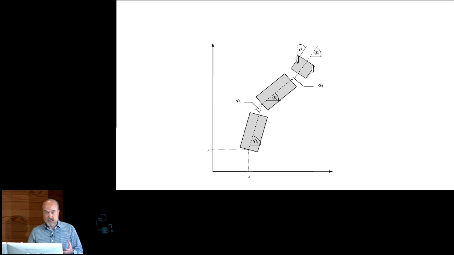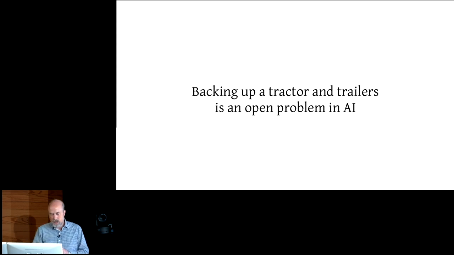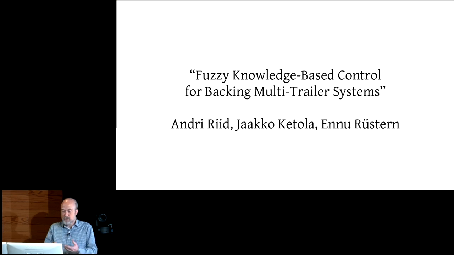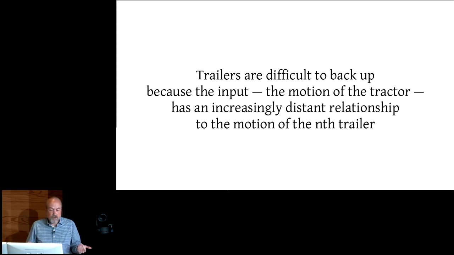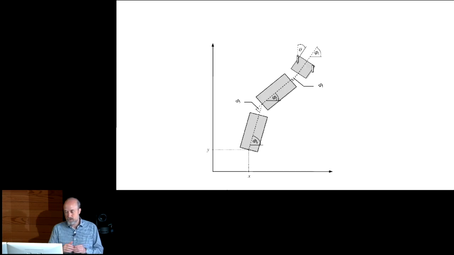If you've ever tried backing up a single trailer, it can be difficult. They often today consider, for factory floors and things like that, 2, 3, 4 trailers. If you've ever tried to back up a small toy train, you might have an idea of the difficulty here. Backing up a tractor and trailers is today an open problem in AI. You can find recent papers that talk about, could we back up 3 trailers with an appropriate AI? Trailers are difficult to back up because the input, the motion of the tractor, has an increasingly distant relationship to the motion of the nth trailer.